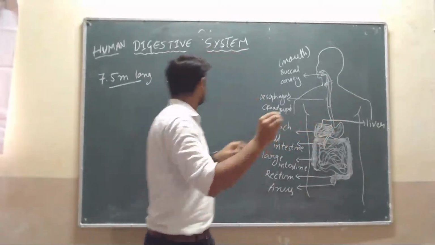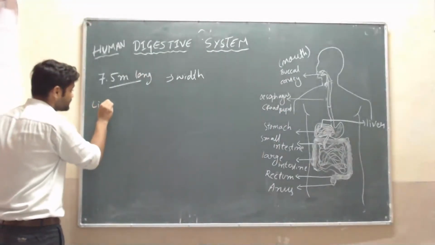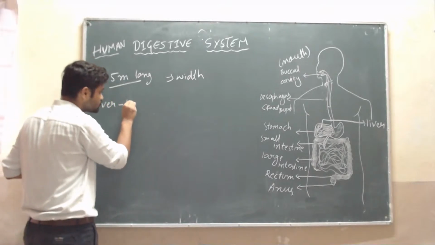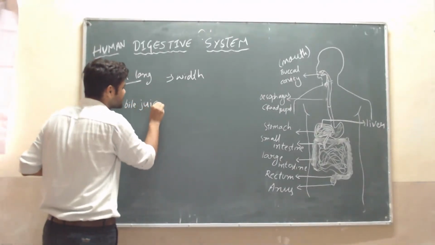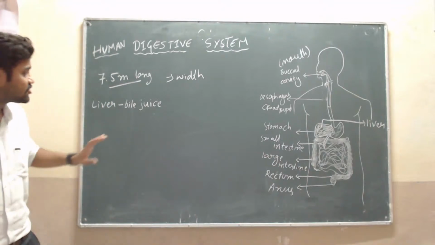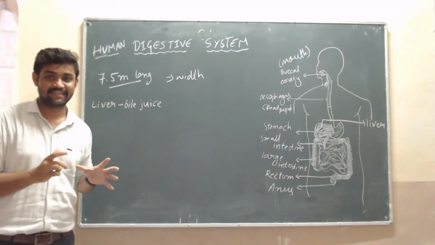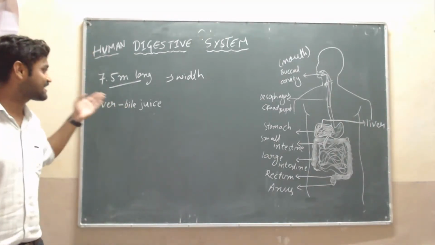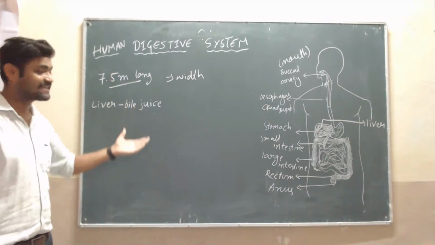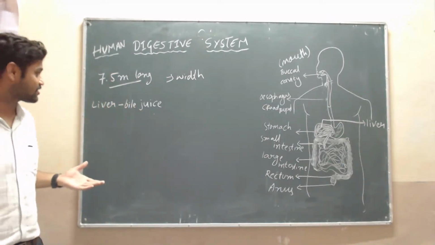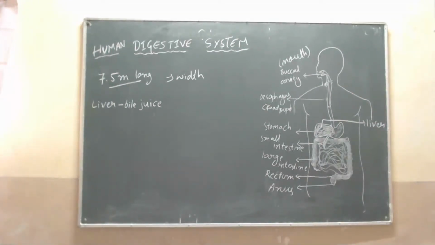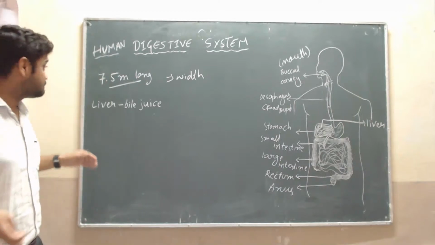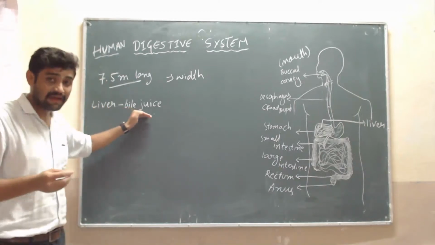Now I will write here: this liver will secrete bile juice. Don't worry, juices are helpful for digestion. What does bile juice look like? Nothing, it is greenish yellow in color. In the next video or class we will learn about this. The liver secretes the bile juice.